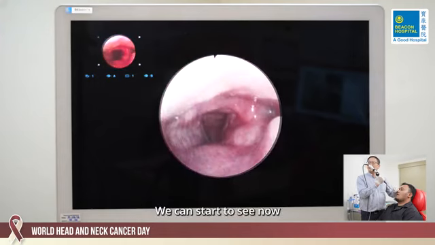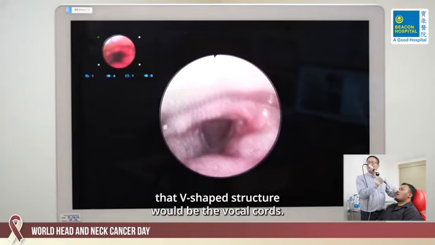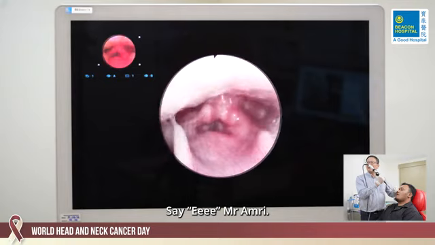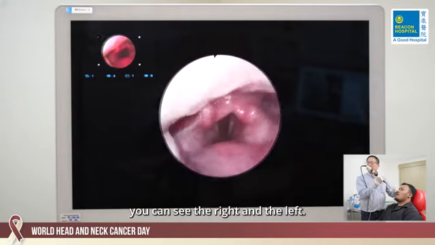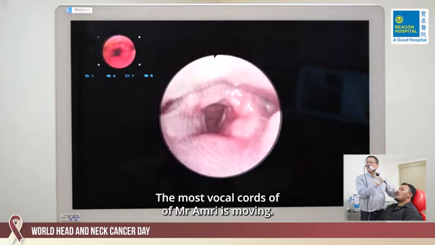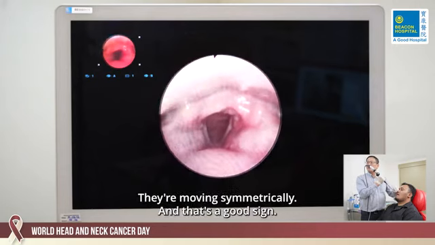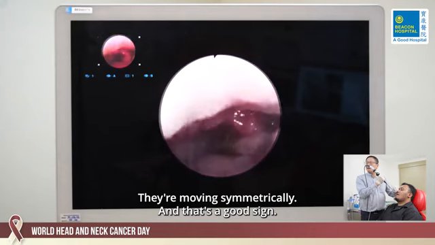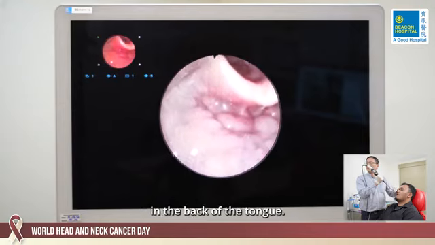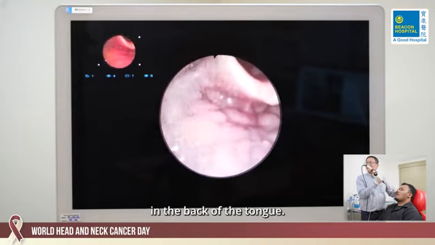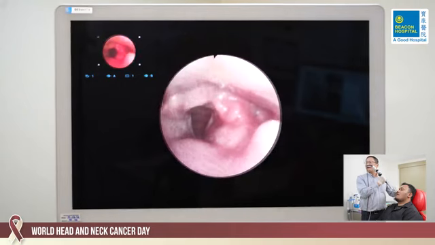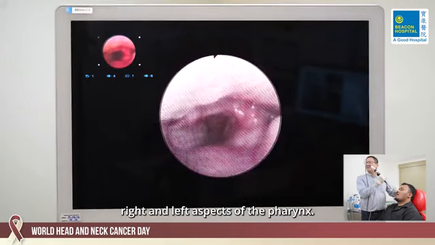Okay, we can start to see now that V-shaped structure would be the vocal cords. Say E, Mr. Amri. E. You can see the right and the left, both vocal cords of Mr. Amri are moving. They're moving very well. They're moving symmetrically, and that's a good sign. We do not see any unusual tumors in the back of the tongue. We don't see any unusual tumors in the right and left aspects of the pharynx.